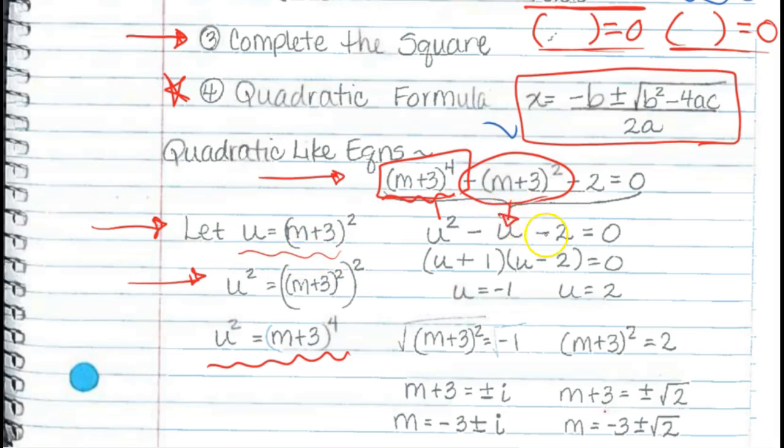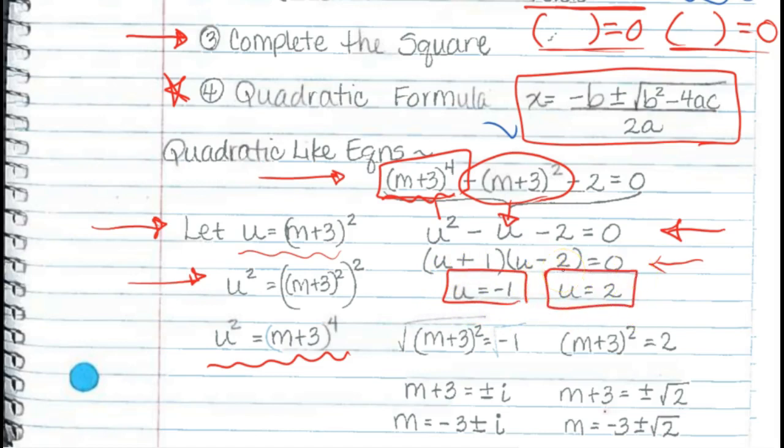So we're going to put that right there. And then I still have the minus 2. Now we have a quadratic equation that we can solve. Notice here, I already have it set equal to 0, so I factor it, and then I let each of the factors equal 0, and that's how I solved for u.